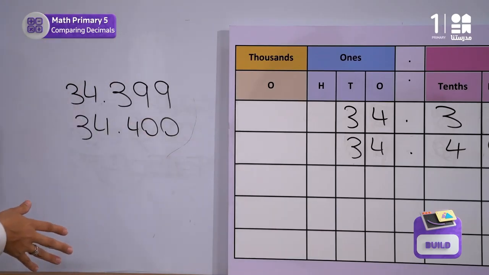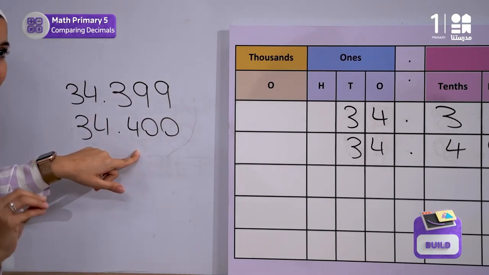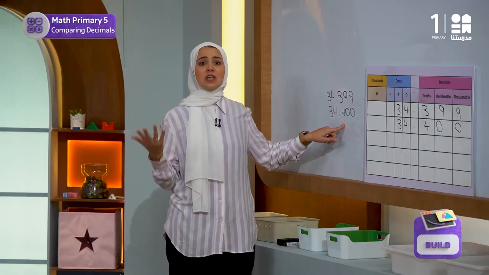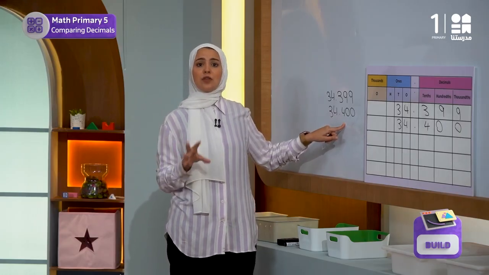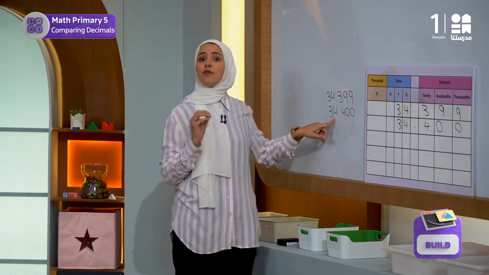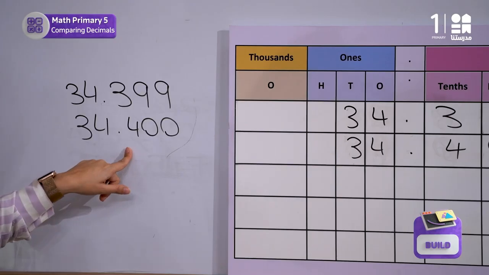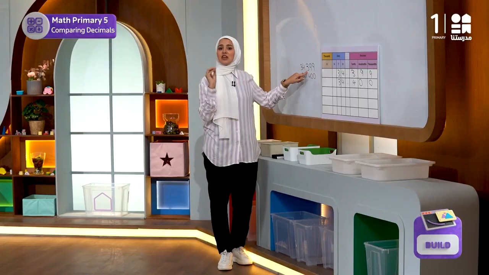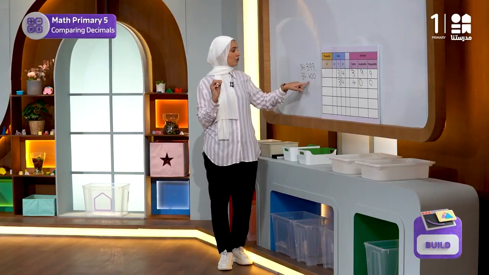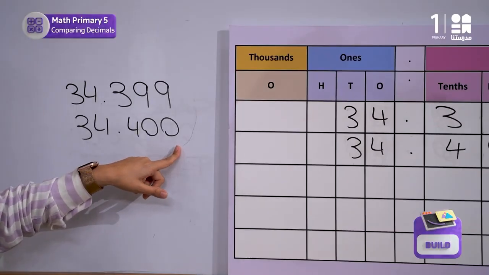Now, the larger place value will be the tens, which is equal to the digit 4. Furthermore, you can look at the whole number at once. Both of the whole numbers here are 34. However, when you compare the tenths digit, as we mentioned earlier, you're going to find that the different digits are 4 and 3. This means that the number 34.400 is greater than the other number.